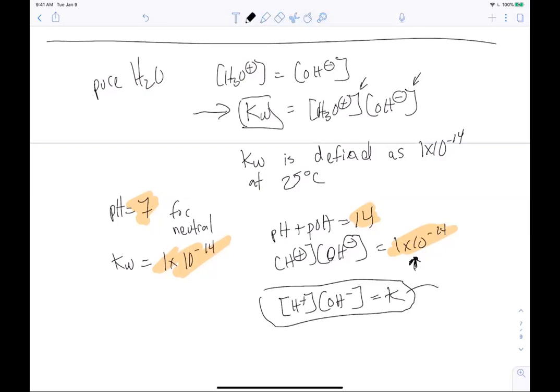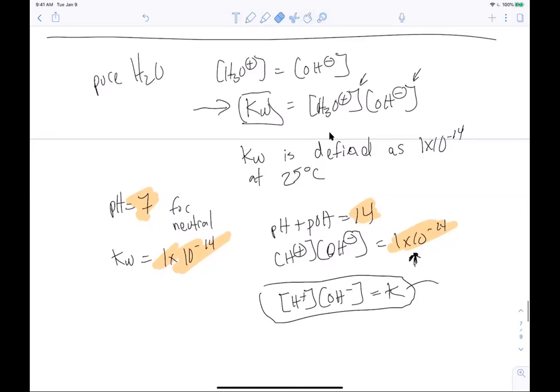But recognizing that no matter what case, if K is equal to 1 at neutral, this still has to be true. Maybe these values are very different, but they're still equal to one another. So that's why the answer ends up being that H plus must always equal OH minus. I think the main thing to get there is just that pH and Kw vary with temperature. Okay.